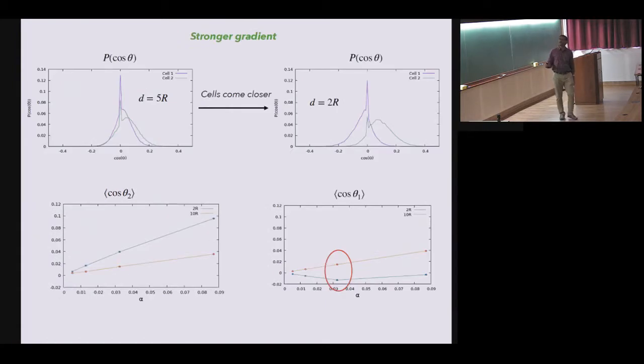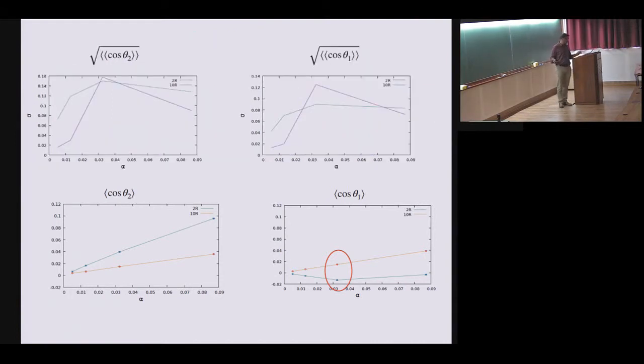We go to slightly stronger gradients, and we do see that the distribution starts developing peaks away from the origin. The leader cell is, of course, polarized always parallel to the gradient, while the trailing cell, when you slowly increase the gradient, starts to polarize away from the gradient. Now, that is just what we wanted to see.